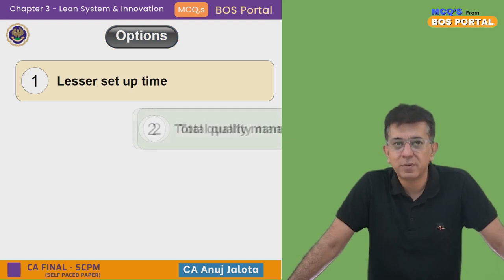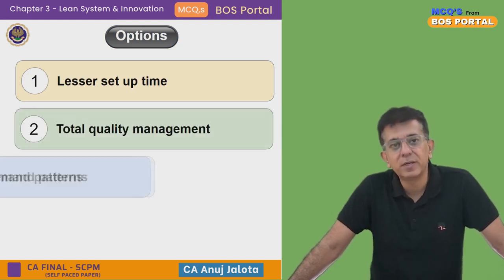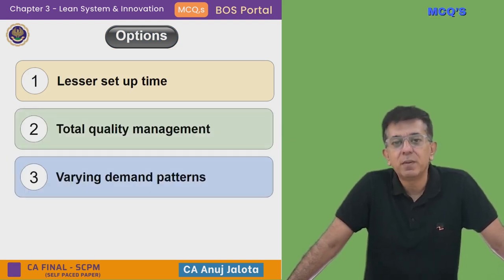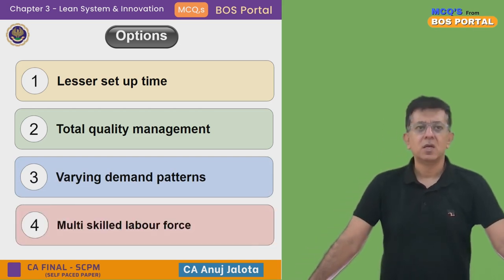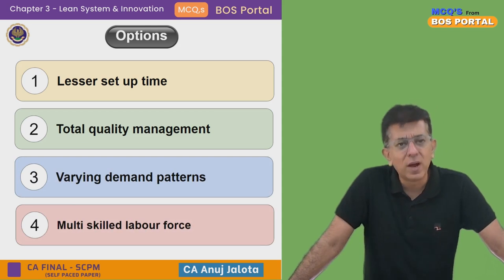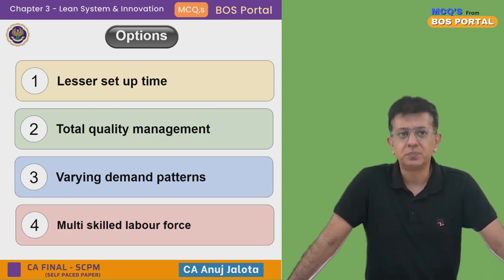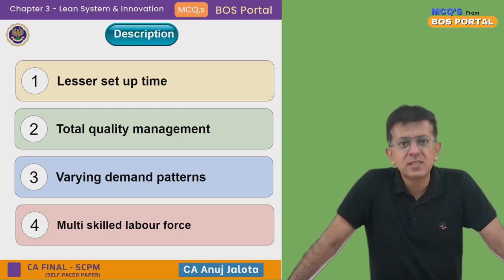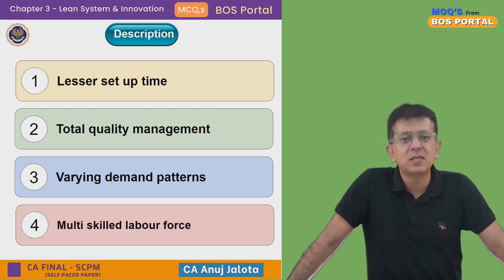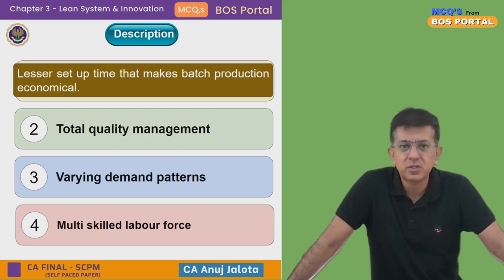First, lesser setup time. Second, total quality management. Third, varying demand levels. And fourth, multi-skilled labor force. Now let's examine them one by one in order. So first of all, lesser setup time. Now that is a prerequisite of JIT system.